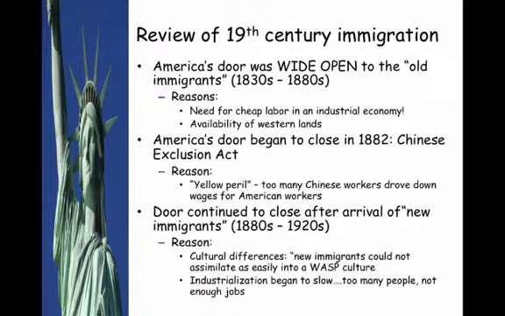And then the door continued to close after the arrival of the new immigrants. Why did the door close on them? Cultural differences. So new immigrants could not assimilate as easily into a WASP culture. Remember, WASP is white Anglo-Saxon Protestant, and the new immigrants were very diverse, very much different cultures. And also, industrialization began to slow, too many people and not enough jobs.